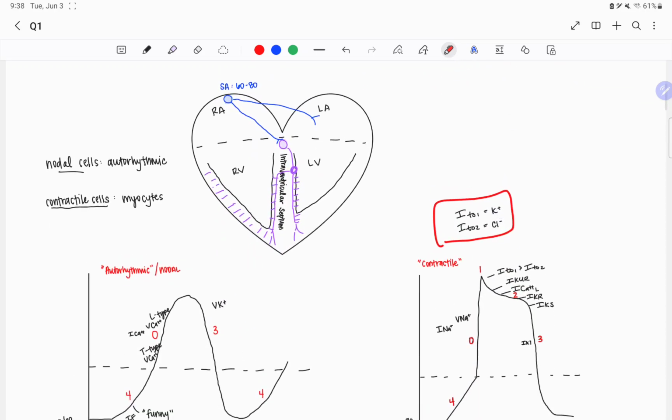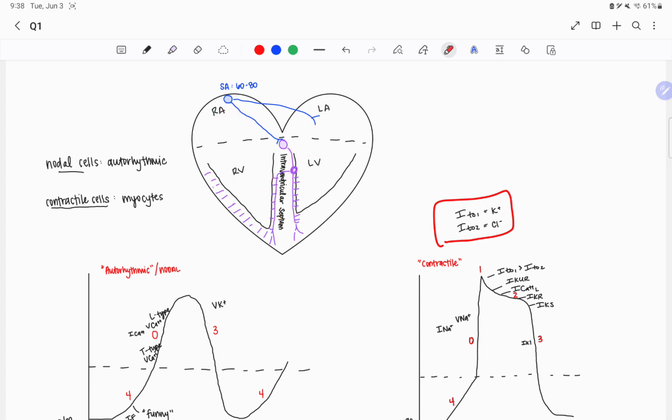Okay, so here's a little more simplistic drawing right down here. And like I said, the nodal cells, those are in your SA and your AV nodes. They're autorhythmic, so they're just doing their own thing. They're setting the pace here. And then you have your contractile cells or your myocytes, okay? And that's what's causing the heart to squeeze. Those are the muscle cells that are just contracting and squeezing and causing blood to flow through your body, okay?